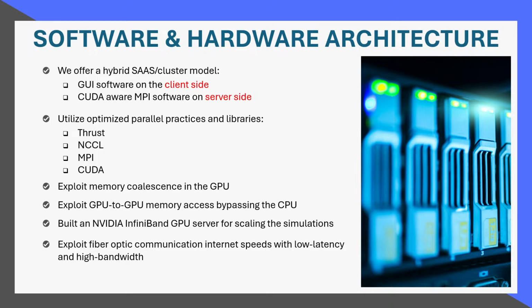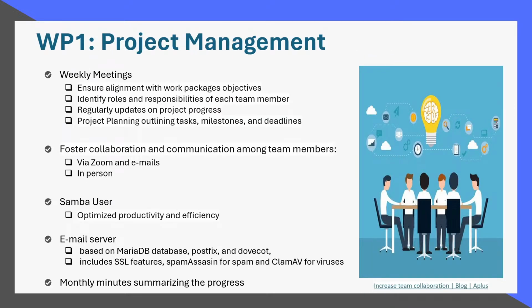Our software and hardware architecture is as follows. We offer a hybrid software as a service cluster model. We have a GUI software on the client side and the CUDA-aware MPI software on the server side. We utilize optimized parallel practices and libraries. The libraries are Thrust, NCCL, MPI, and CUDA. We exploit memory coalescence in the GPU. We exploit GPU to GPU memory access bypassing the CPU. We build an NVIDIA InfiniBand GPU server for scaling the simulations, and we exploit fiber optic communication internet speeds with low latency and high bandwidth.